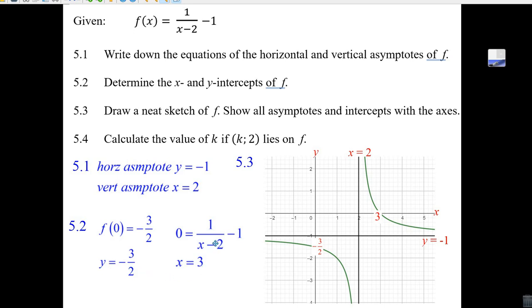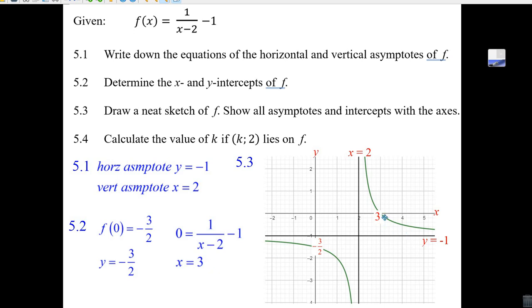But the x-intercept, it's so easy just to write down the answer. You don't have to solve an equation, because you're thinking the only way y could be 0, this would have to equal 1. And the only way it could be 1, it's got to be 1 divided by 1. Well, 3 minus 2 is 1, so the answer's got to be x equals 3. And that's it. That's your answer.